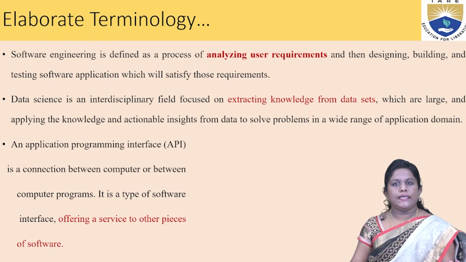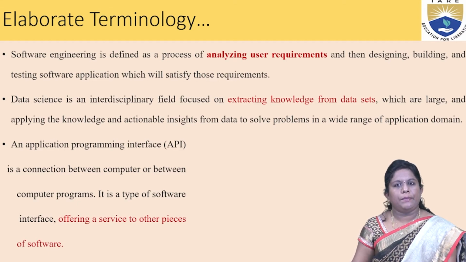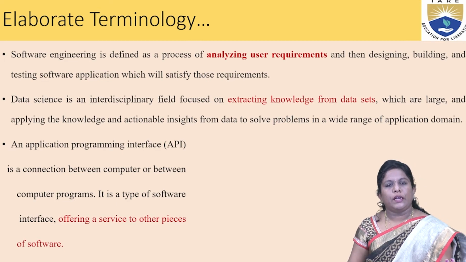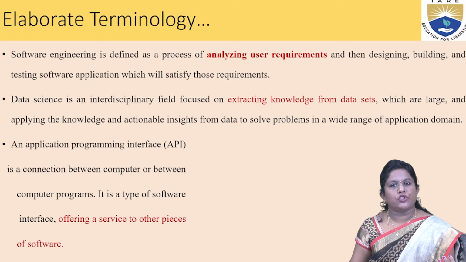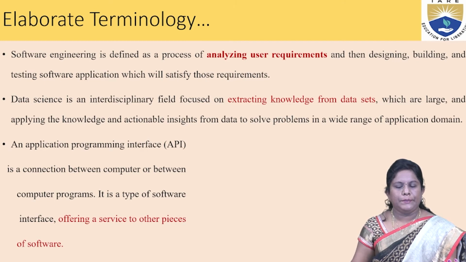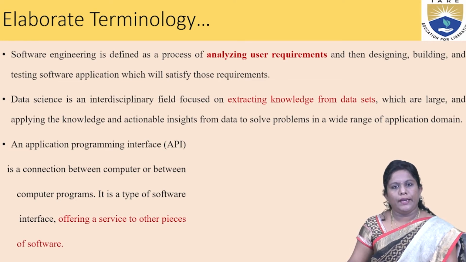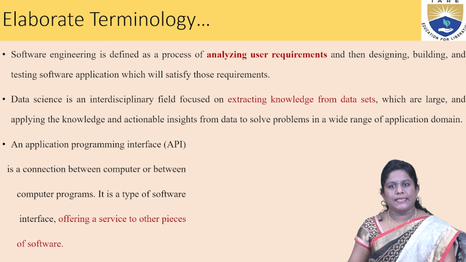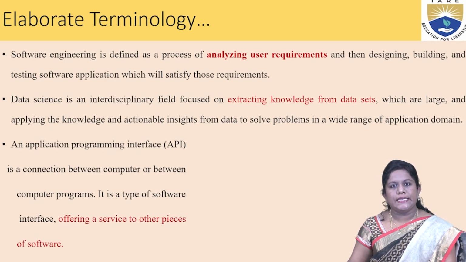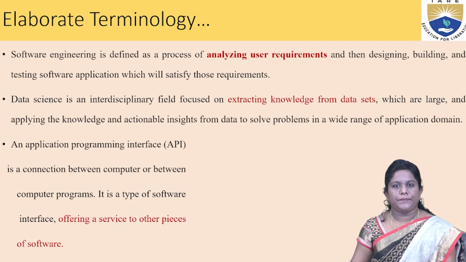Moving further to the third terminology, that is the APIs, Application Programming Interface. It tells us about the connection between computer programs. It's a type of software interface offering a service to other pieces of software. As an example, suppose you want to check the weather. You just open your mobile and type weather report. That's acting as an API. And if you want to send an instant message on Facebook, you open the app and send a message, where one of your friends on the other side looks at your message now or sometime later. So these are acting as application programming interfaces.